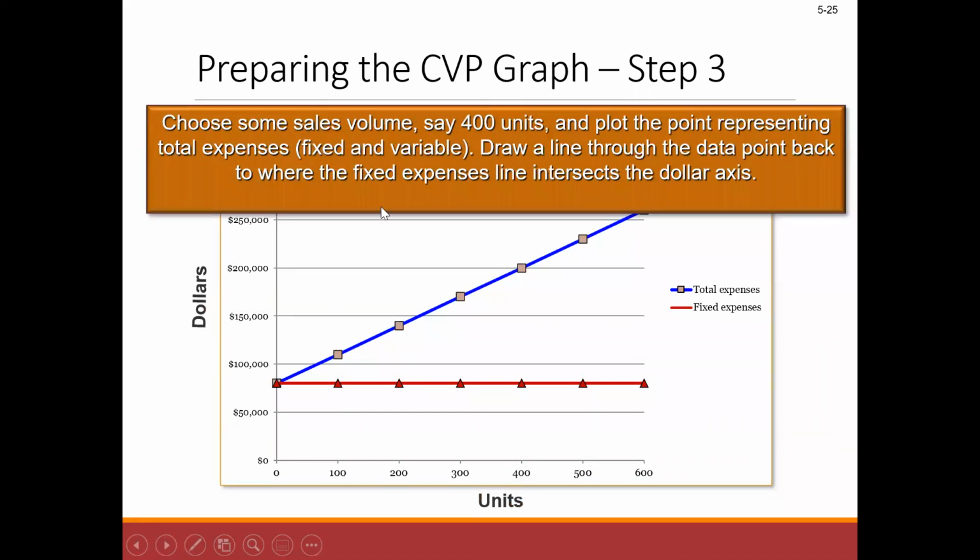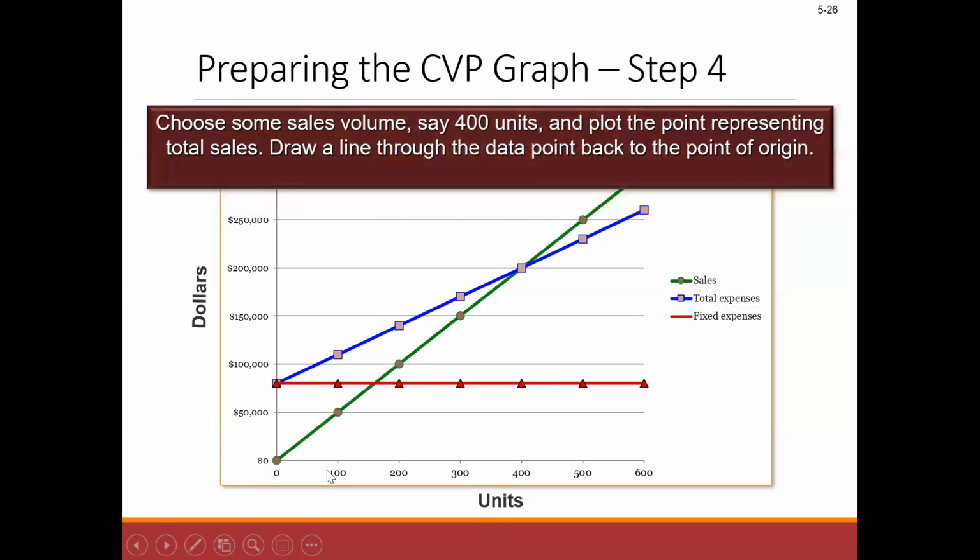And then we take different sales volumes, and from those sales volumes, we can plot the different expenses, fixed and variable. And basically, we see the break even where the fixed expenses line intersects here with the dollar. So from here on out, it's all profit. Now you can take various sales volumes and plot the points representing total sales. You basically just draw the line through the various data points.